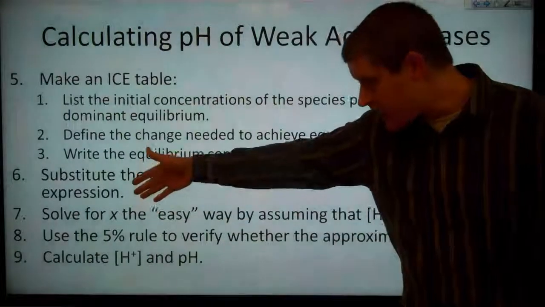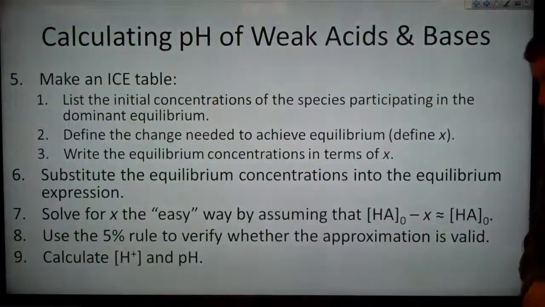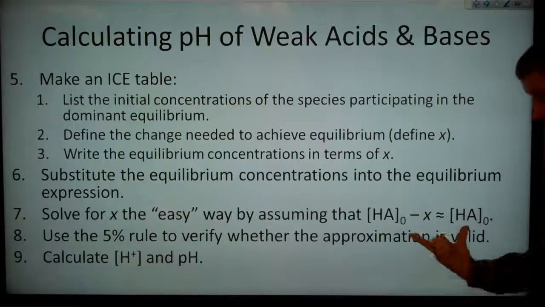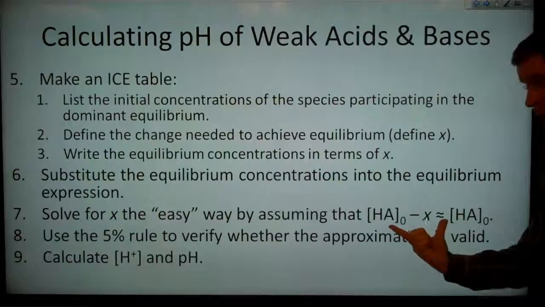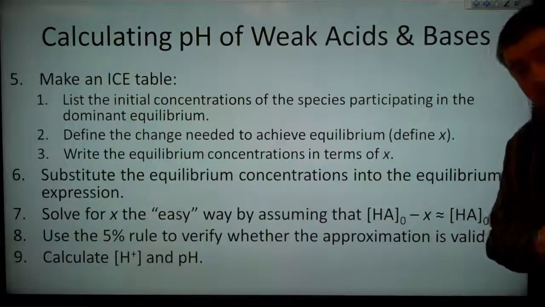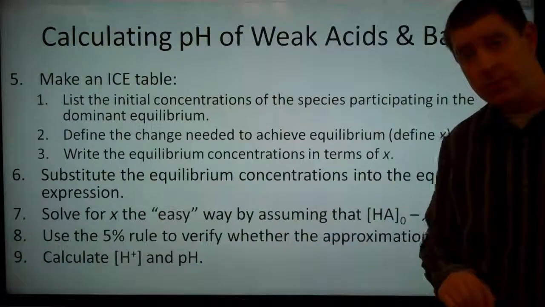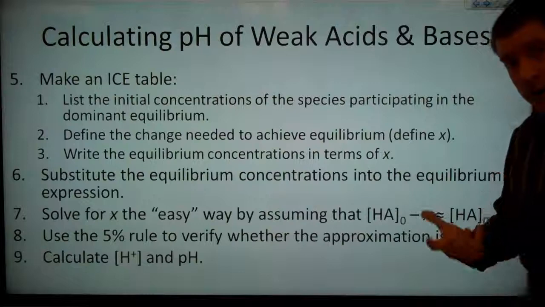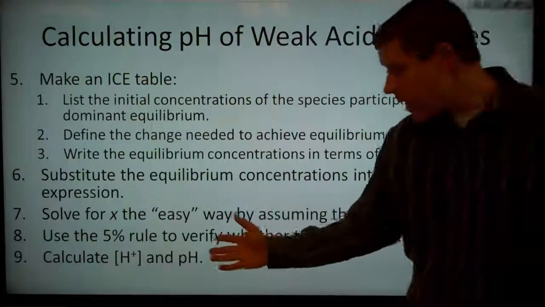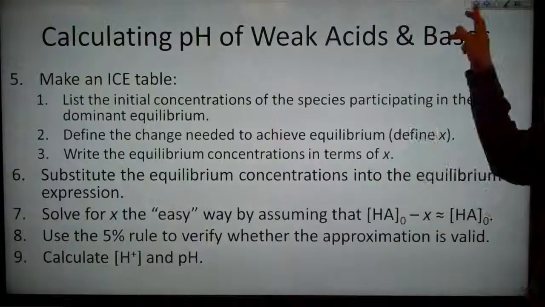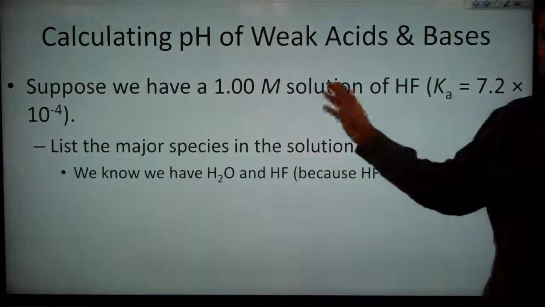And then we have to check that, so we use our 5% rule to determine whether our approximation is valid or not. If the concentration of our acid, HA, is changing by more than 5%, then we can't use this assumption, and we have to make our calculation even more complex. And then, if that's good, then we go on and calculate the hydrogen ion concentration and the pH. So let's look at an example.